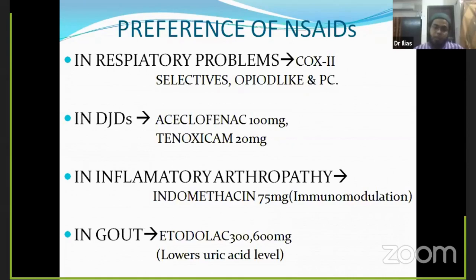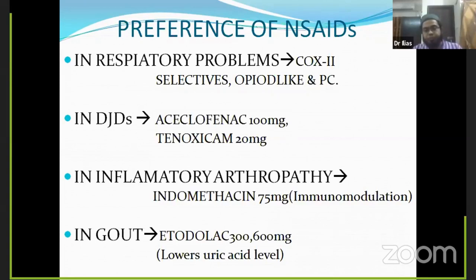And for gout, whenever the patient has the pain along with hyperuricemia, at that time the preferred option will be etodolac, because etodolac will be helpful in reducing the pain along with lowering the uric acid level in the blood. You might ask me that other drugs can also be prescribed to reduce the pain, but along with reduction of the pain, we want to get some extra benefit from the drug, that is etodolac.